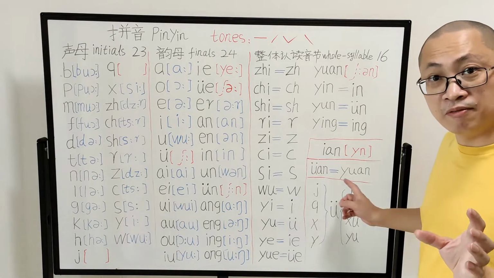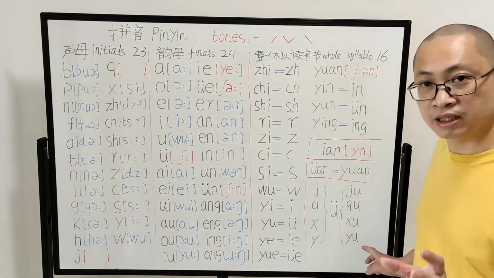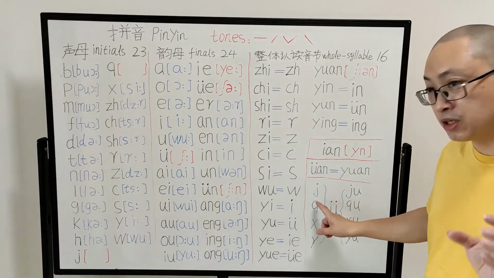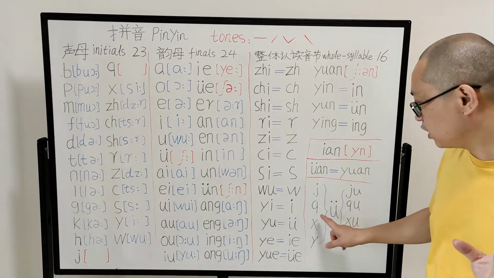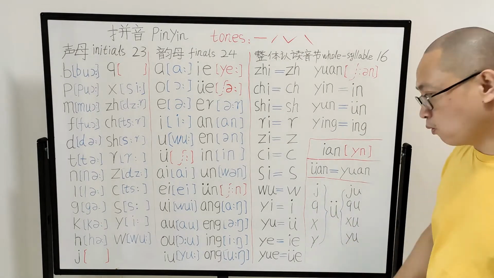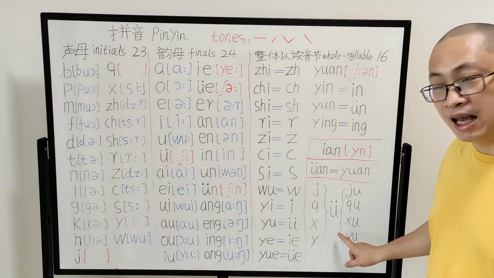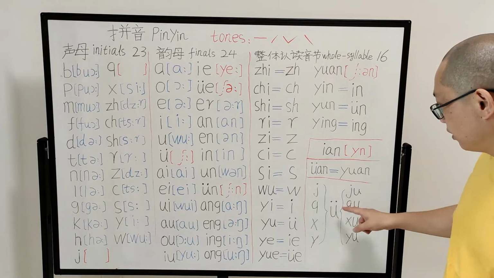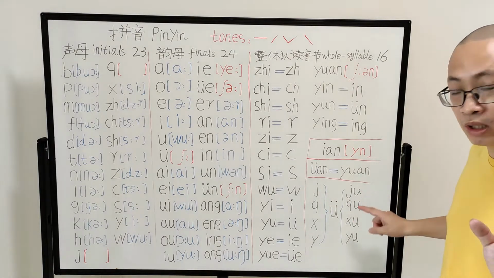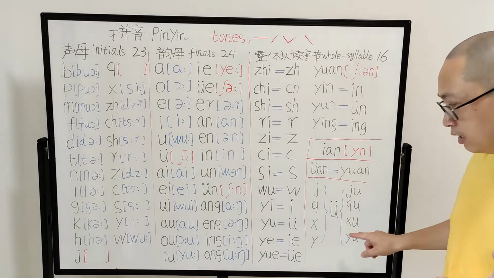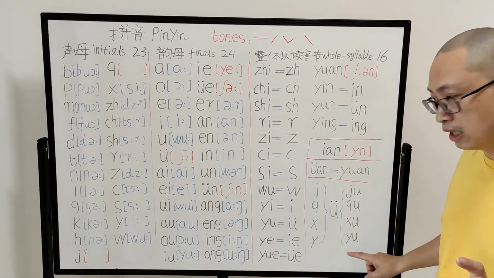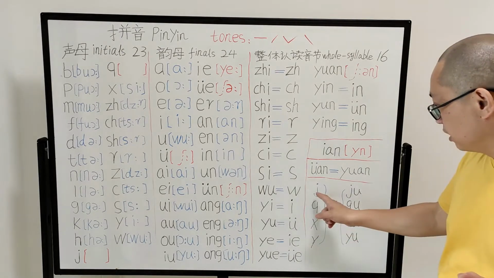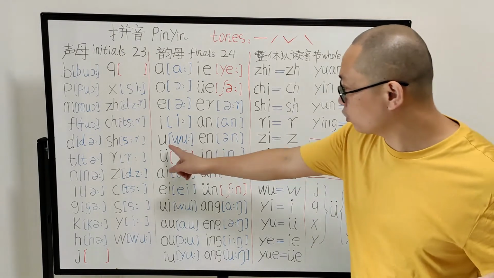Okay, here, next, very important. Here, the inventors played a trick to the whole system. They stipulated that while spelling J, Q, X, Y with Yu and remove the two dots away, then it becomes Ji, Yu, Ju, Qi, Yu, Qu, Xi, Yu, Xu, Yi, Yu. Okay, not Ji, U, Zhu, not Zhu.